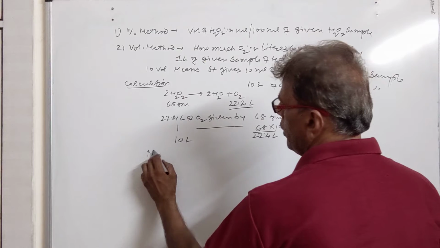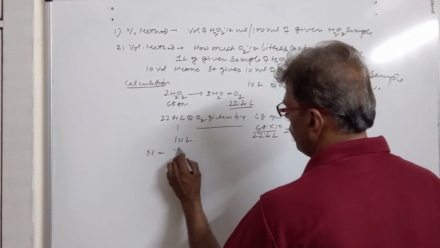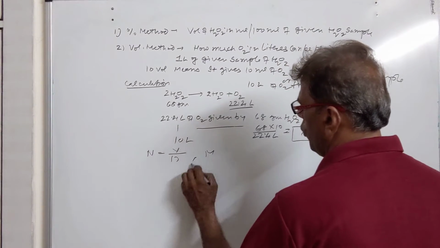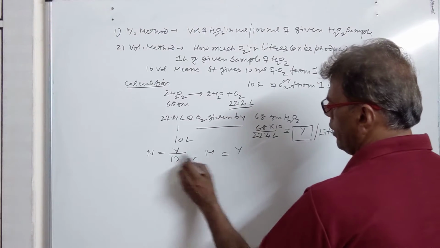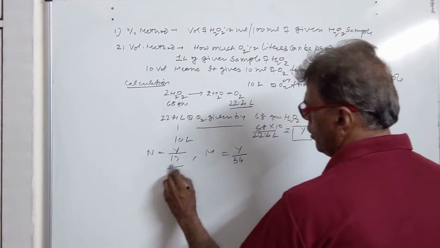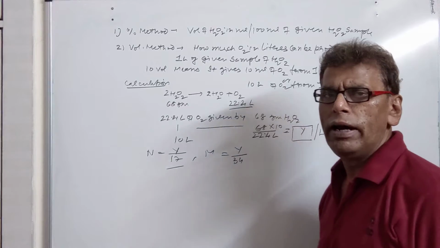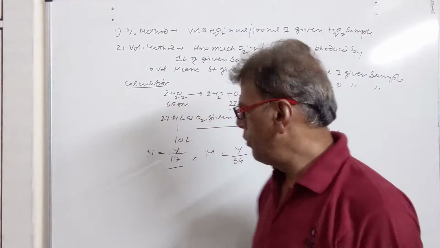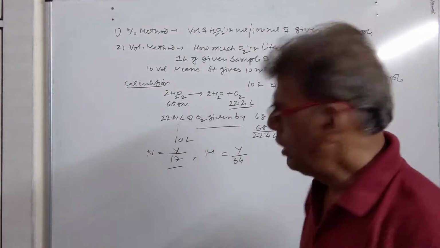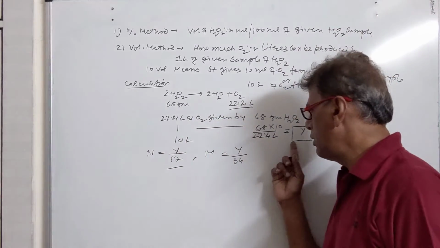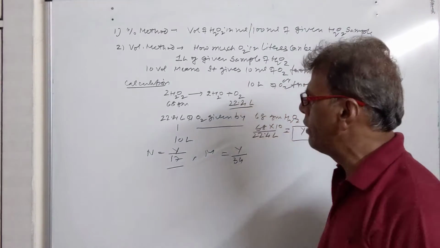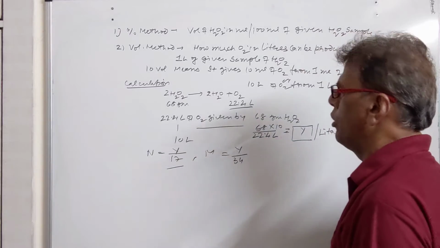To know normality of such samples, we have y upon 17. To know molarity, we will do y upon 34. So if you want to know the normality, divide the given weight with your equivalent weight. If you want to know molarity, divide the given weight by the molecular weight. You will get the normality and molarity.